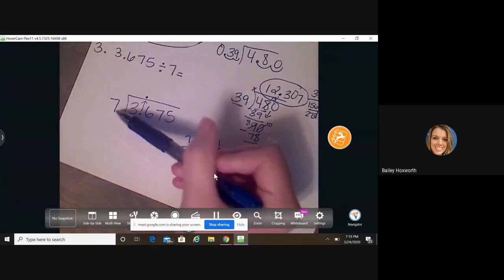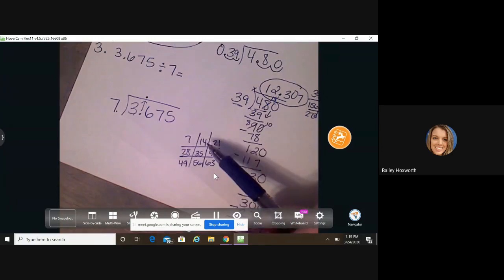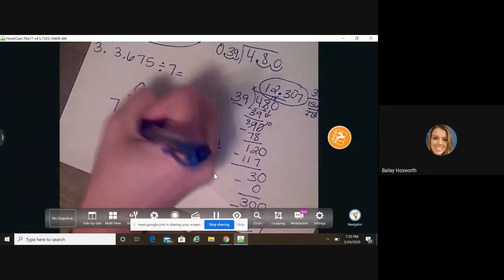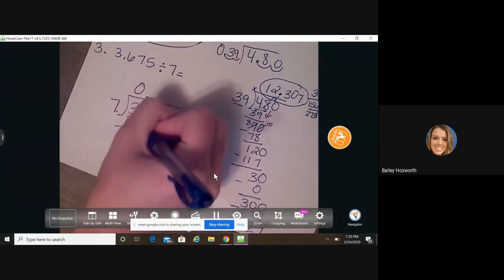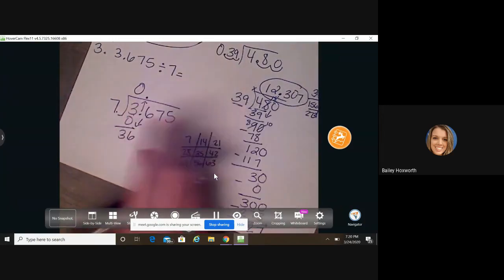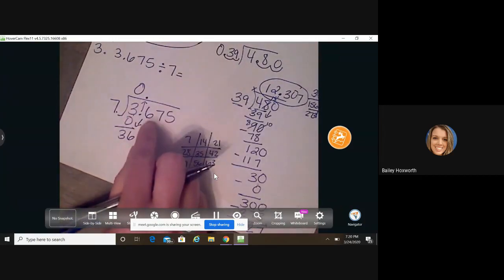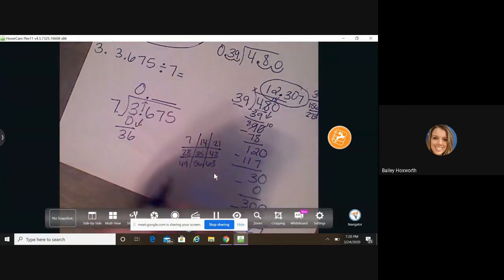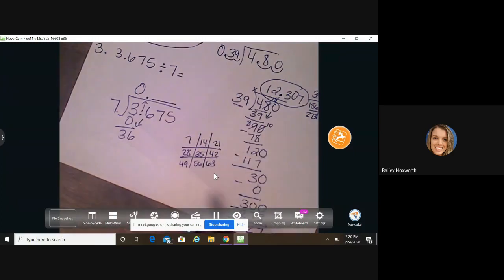So can 3 be divided by 7? No, because 3 is too small. So when I say no, I add a 0. 0 times 7 is 0. Subtract, got 3. Bring down my 6. All right, check where your 6 is coming from. Your 6 is coming from the right side. So everything else is going on the right side now. How many times can 36 be divided by 7?